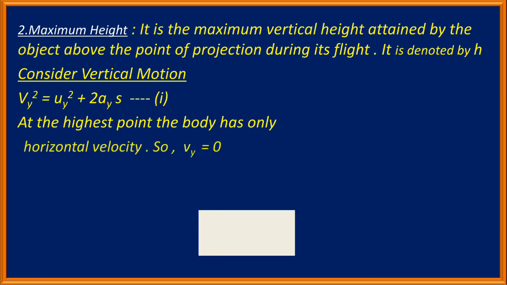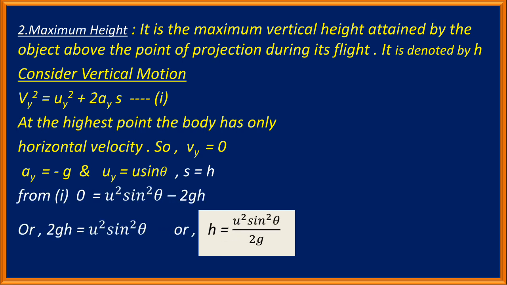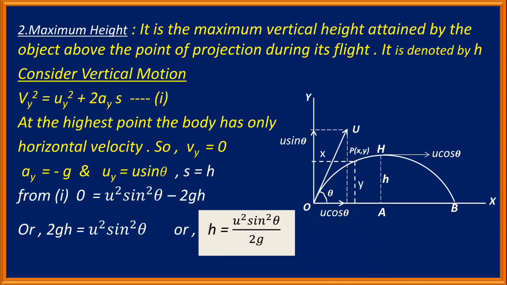Now we are going to find the maximum height. So first of all, what is maximum height? It is the maximum vertical height attained by the object above the point of projection during its flight. It is denoted by h.